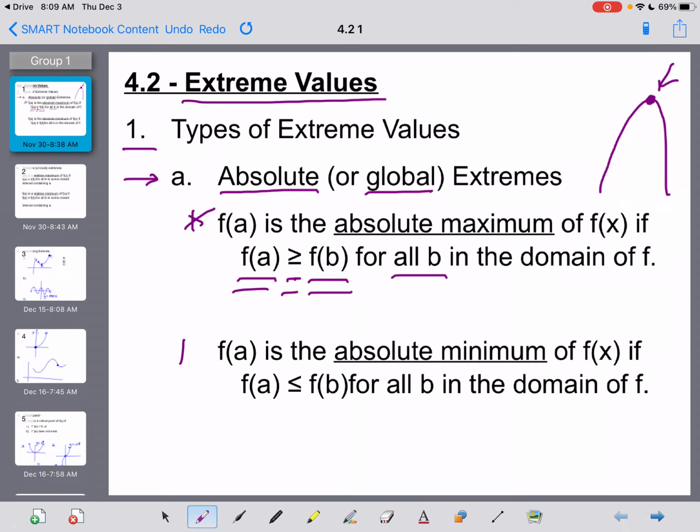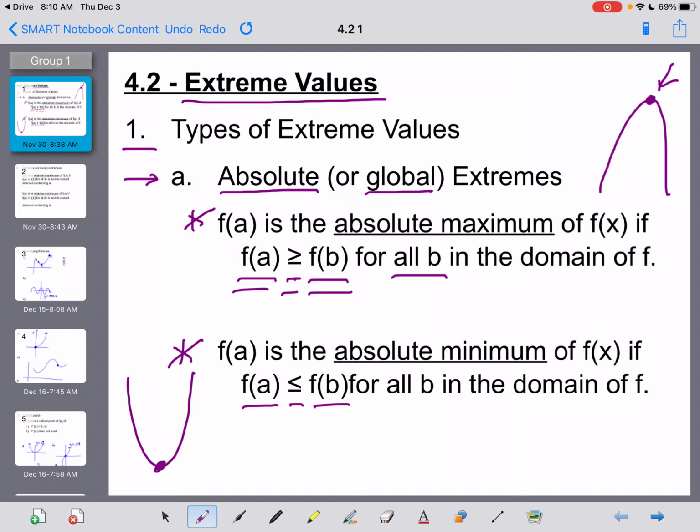There's another version of this definition right here as well, and it's pretty much exactly the same, it just flips things around. F of A, again a y value, is an absolute minimum of your function if that y value is less than or equal to every other y value here in the entire function. And so obviously that one would be best illustrated by maybe an upward opening parabola, where this y value right here at the vertex is our absolute minimum because it's lower than every other y value on the entire function.